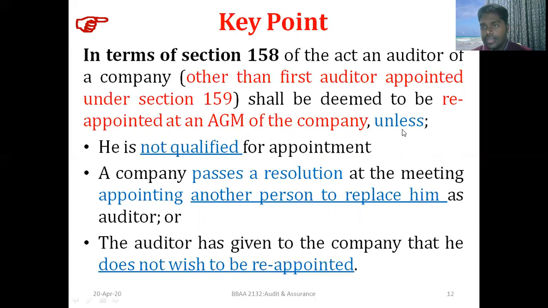Unless something happens. What are those things? First, he is not qualified for appointment. So the particular auditor is not qualified for appointment. Then you can ask, what does it mean? He is not qualified because of the previous year's audit done by the same auditor. In our case, ABC company's auditor in the previous year, 2019, was EY. At that time, the person was qualified. Now he is not qualified.